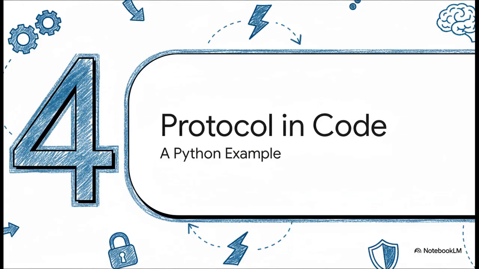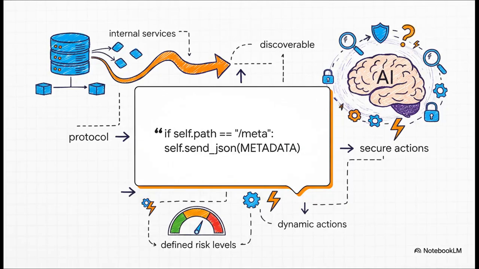All right, that's enough theory. Let's actually see how this all clicks together in a real, practical Python example. I think this is going to make it all make sense. I mean, just look at how straightforward this is. In this simple Python web server, the doGet method just checks if the request path is /meta. If it is, boom, it sends back that metadata JSON object that we defined earlier. That's it. That's the entire discovery mechanism in just 2 lines of code.